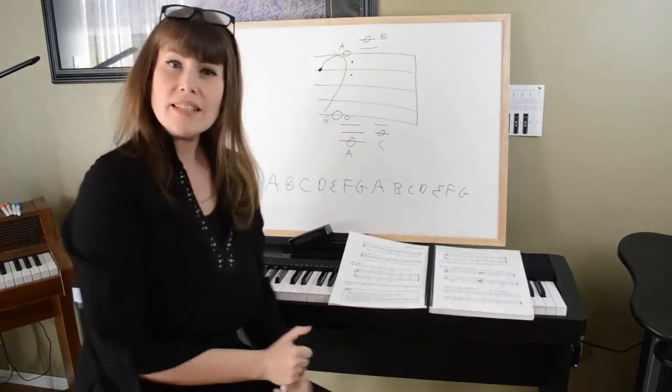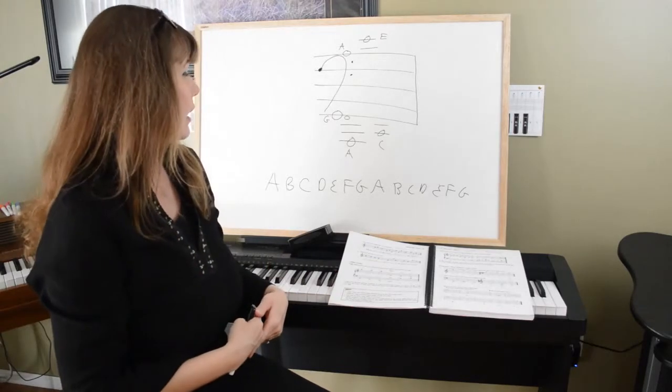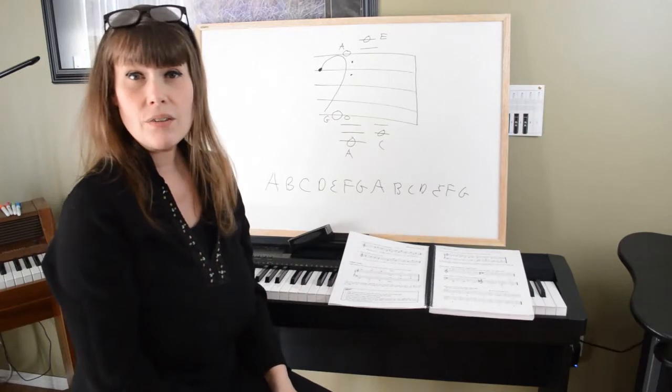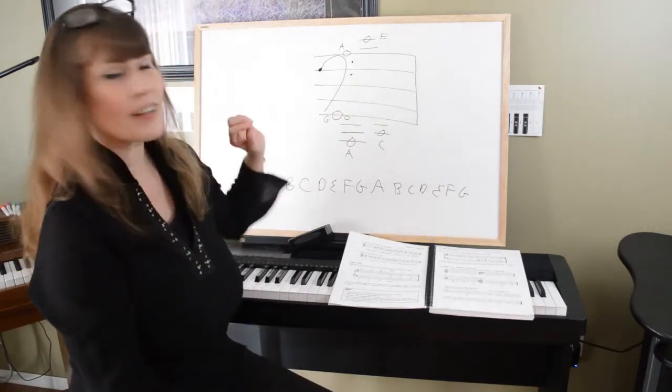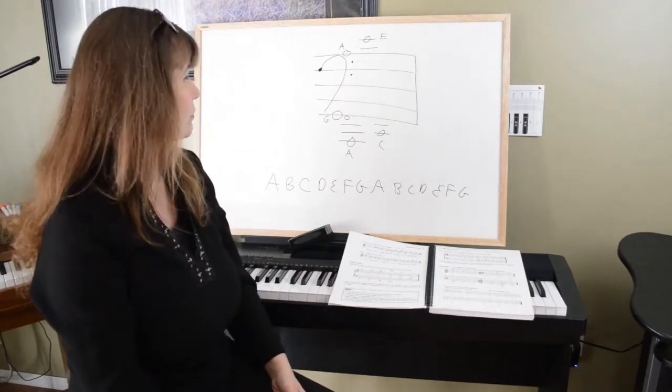So some good practicing that you can do is to learn to say that alphabet forwards and backwards. And you can pick up any piece of music. Even if you're just starting out, you could still pick up an advanced piece of music and look for these ledger lines and practice counting down or up to find the right letter name.